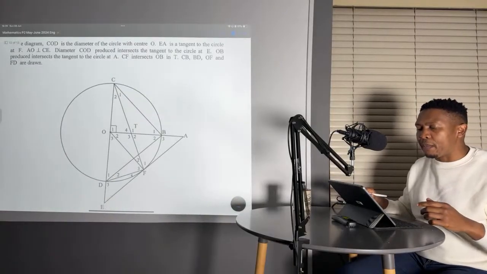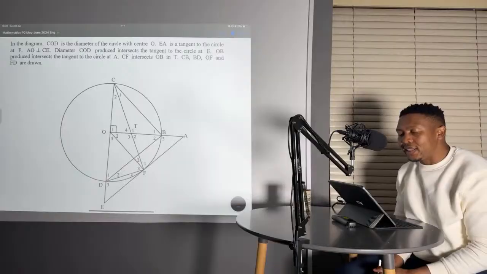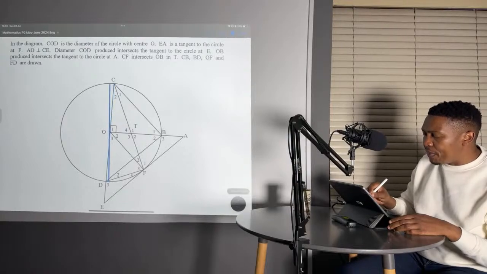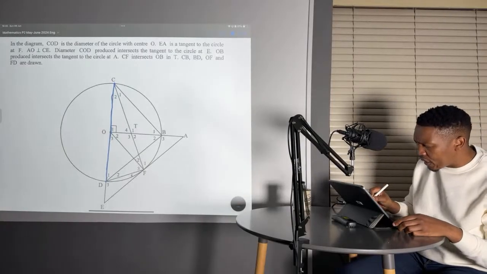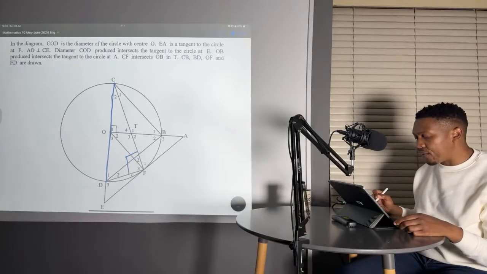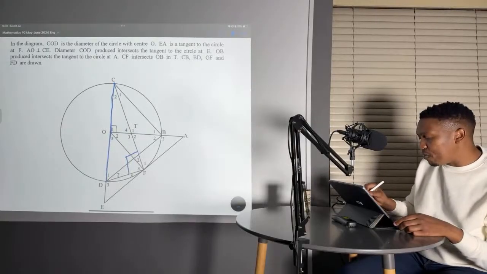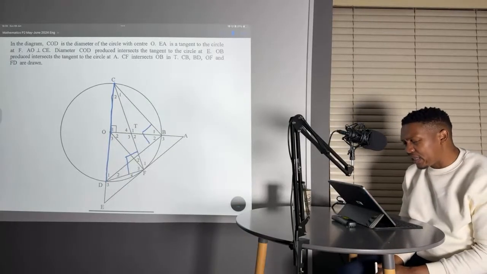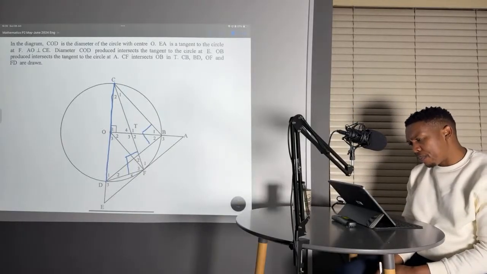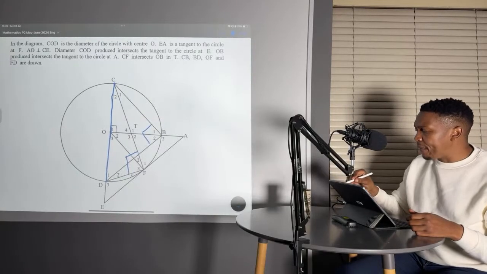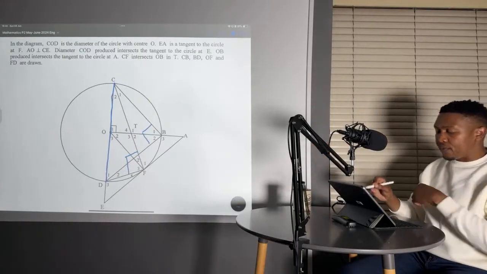Now let's go into the diagram. They say to us, in the diagram, COD is the diameter. So quickly, my diameter simply means I will be able to find angles that are equal to 90 degrees. So already I can see this angle should be equal to 90 degrees, F2 and F3, 90 degrees. But it also means that B1 and B2 are also equal to 90. That's angles on a semicircle.